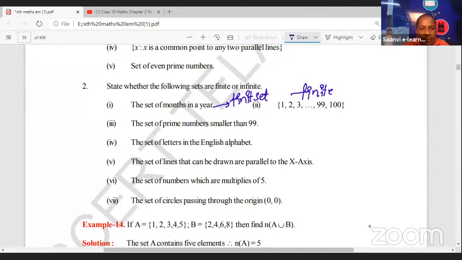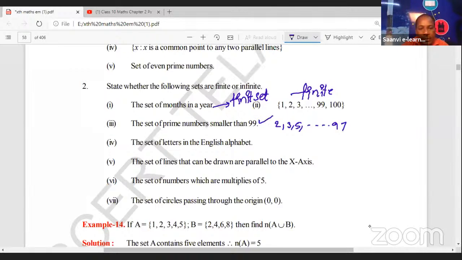And see the third example: the set of prime numbers smaller than 99. We can write easily the set of prime numbers which are smaller than 99: 2, 3, 5, and so on up to 97. We can write the prime numbers smaller than 99 and also we can count them easily. So it is also a finite set.